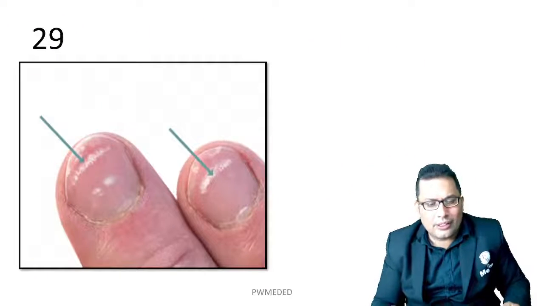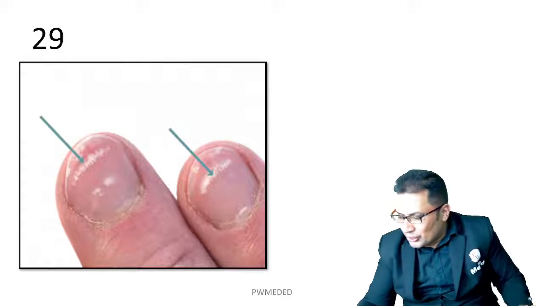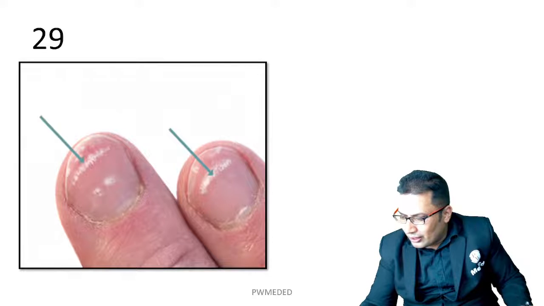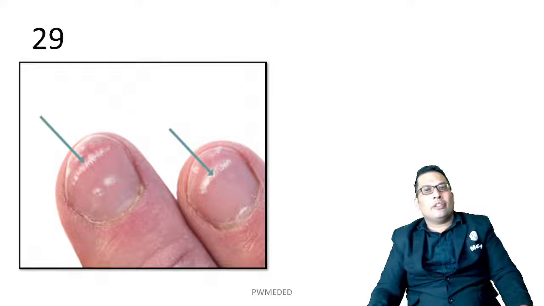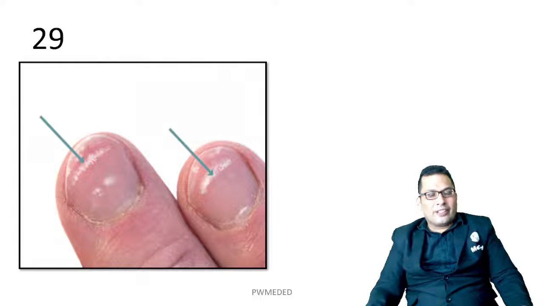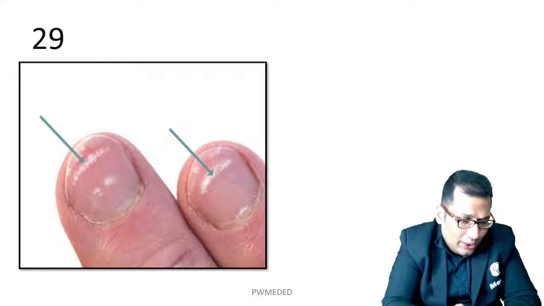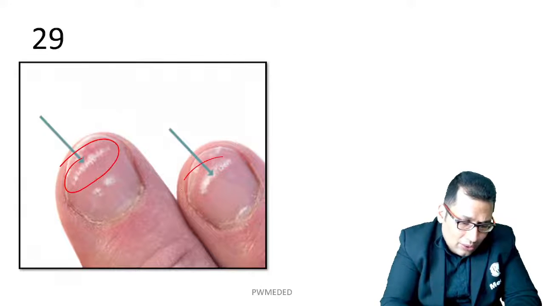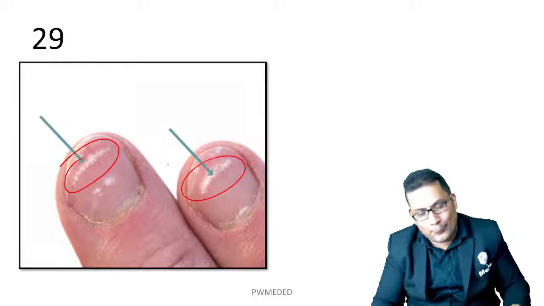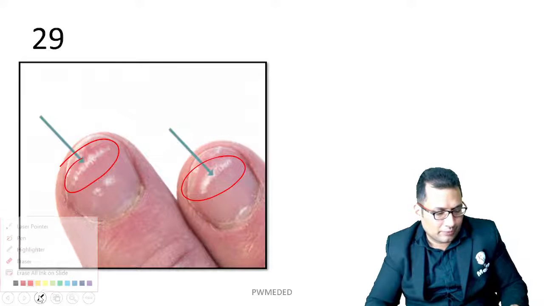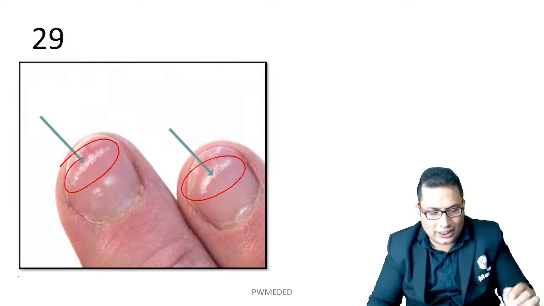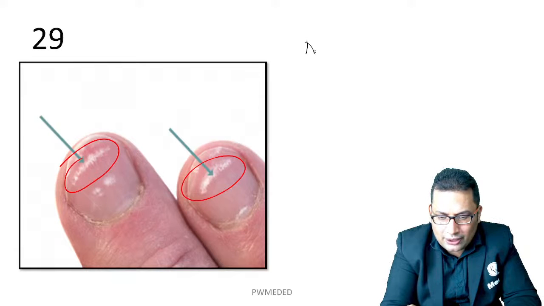Next. Now look at this, med students and others, Rahil Panda and others. Look at this. There is an image given in the exam. Patient suffering from alopecia, and there are some white color lines over the nails. What is this poisoning? What is the finding? Also, there is a neuropathy.